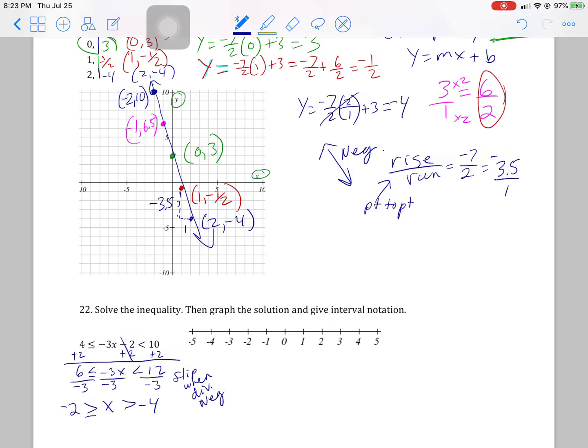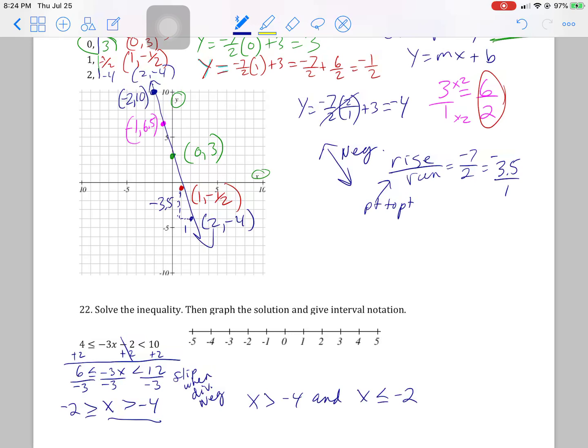Okay. If I have to graph these, I like to take them apart. That is, x is greater than negative 4, and x is... notice how this points to the x. We want it to point to the x. x is less than or equal to 2. So let's go up here.